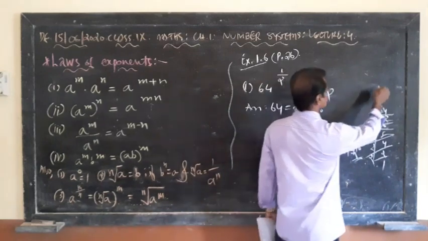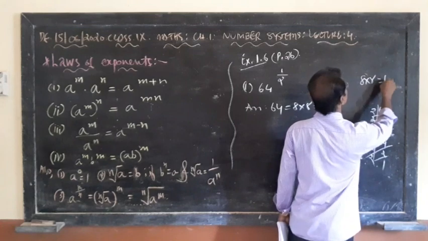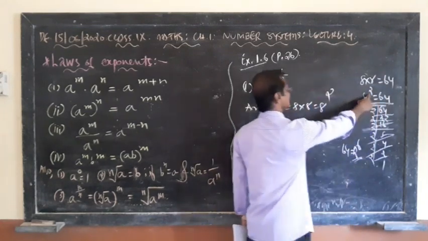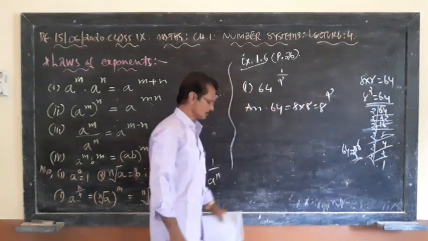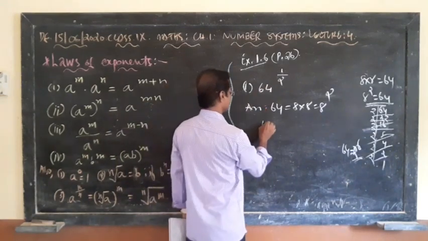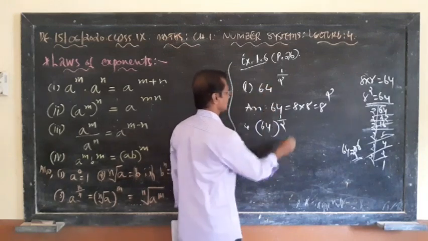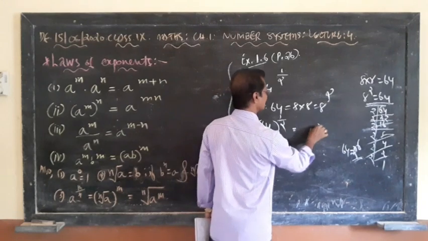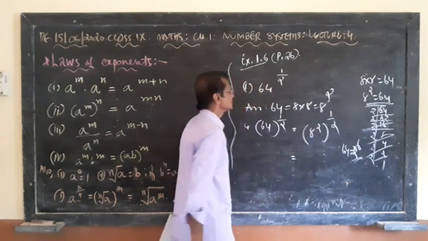Now, here 8 eights are 64. So 8 into 8 also equals 64. You can write 8 square equal to 64. Then why are we selecting this 8 square and not 2 raised to 6? So you can write 64 the whole raised to 1 by 2, that is our question, equal to, 64 you can convert into 8 square, so 8 raised to 2 into 1 by 2, equal to 8 raised to.